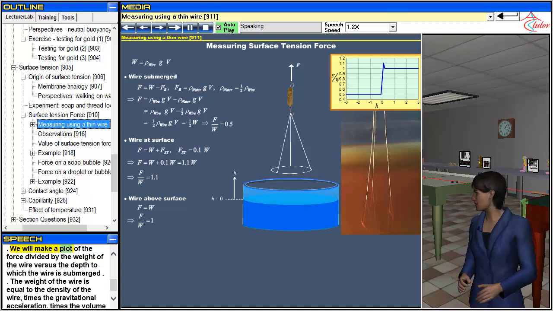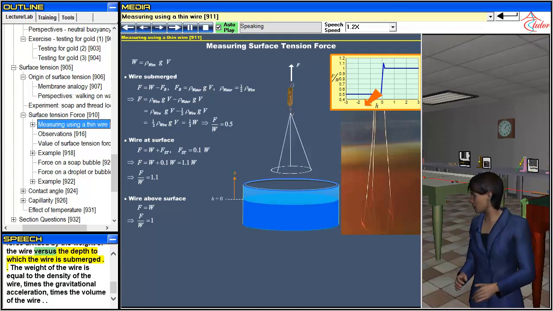We will make a plot of the force divided by the weight of the wire versus the depth to which the wire is submerged. The weight of the wire is equal to the density of the wire times the gravitational acceleration times the volume of the wire.